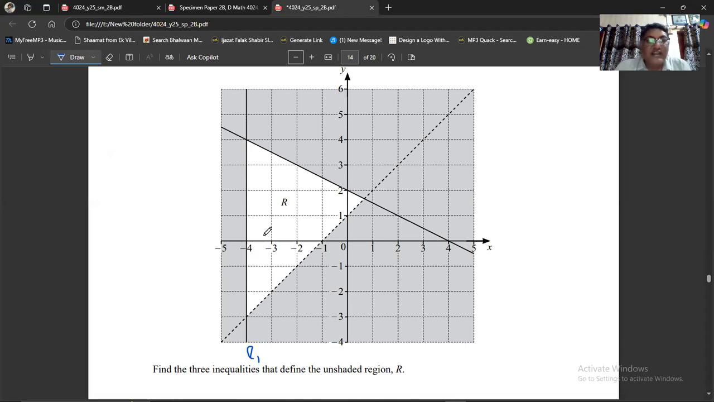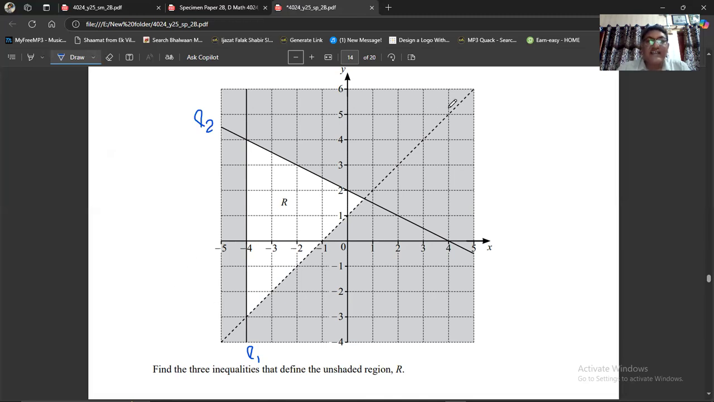Because the required area is on the right side of this vertical line, it will be x greater than -4. That is the inequality. Now, we have this line, for example, and the required area is below this line. I will take 2 points on this line and find the equation of this line, and I will be able to write the inequality once I know the equation.